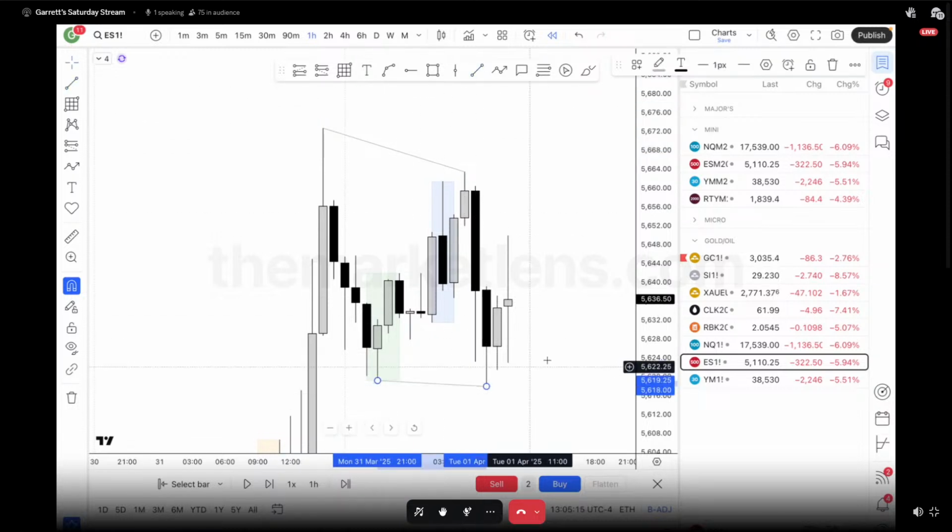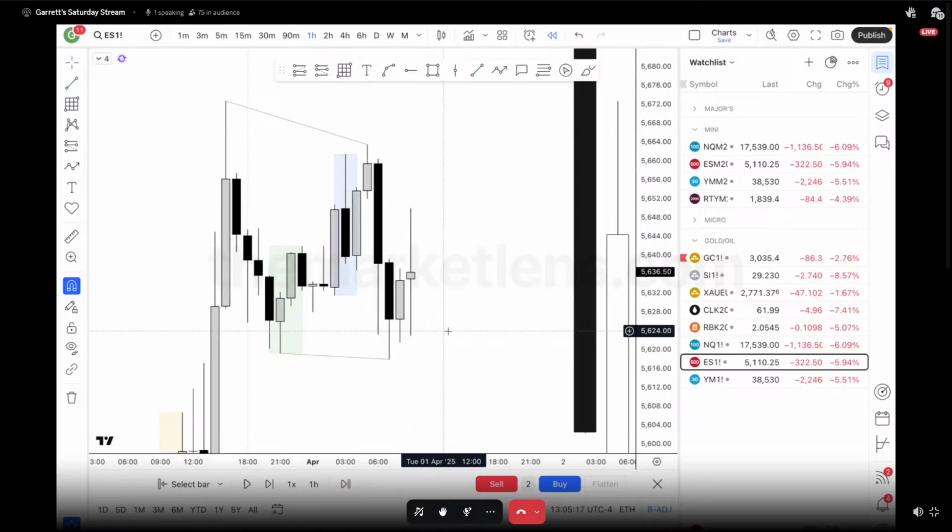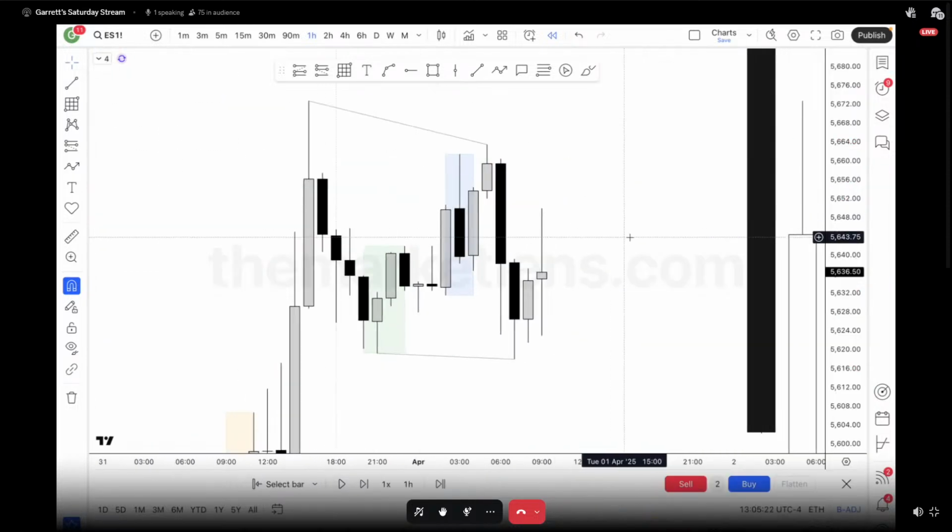How do you know which SMT? How do you know which asset's lagging? Because one is lying right now, right? Like one of these SMTs is fake, right? How do you know which one is fake?